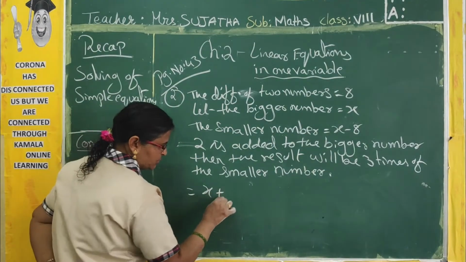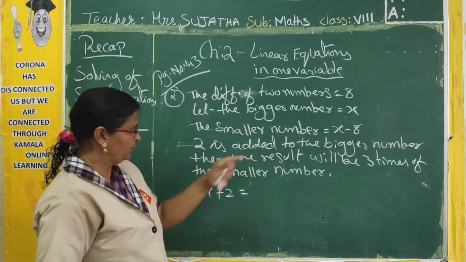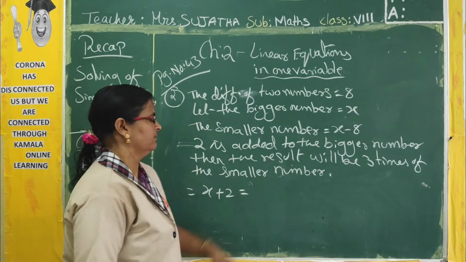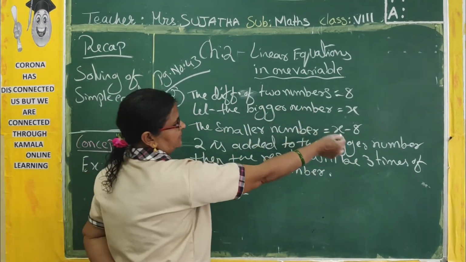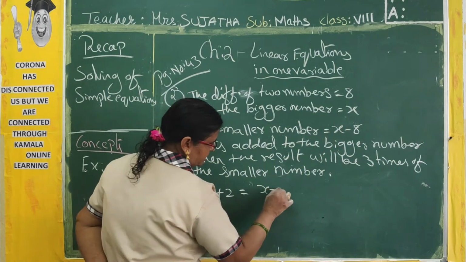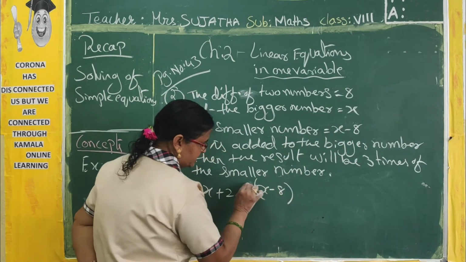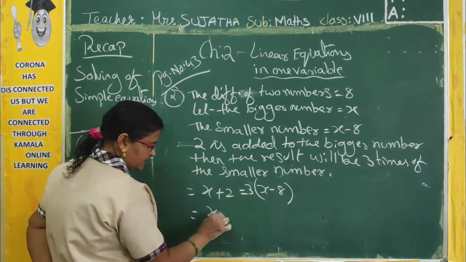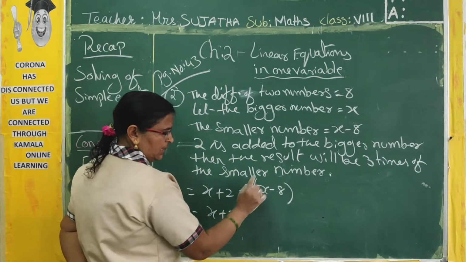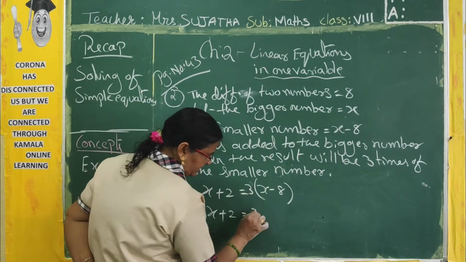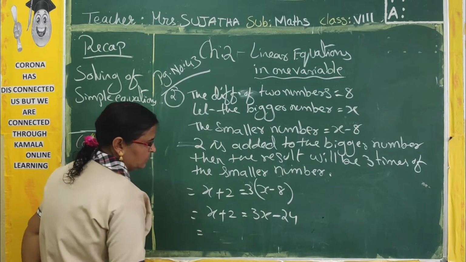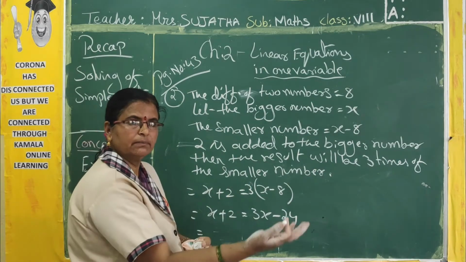That is x plus 2 is equal to, if you add this, how will you get the result? 3 times the smaller one. So what is the smaller one? x minus 8. 3 times means you have to multiply by 3. Now, x plus 2 is equal to, multiply and open the bracket, 3 into x, 3x minus 24. All x's on one side, all numbers on one side.